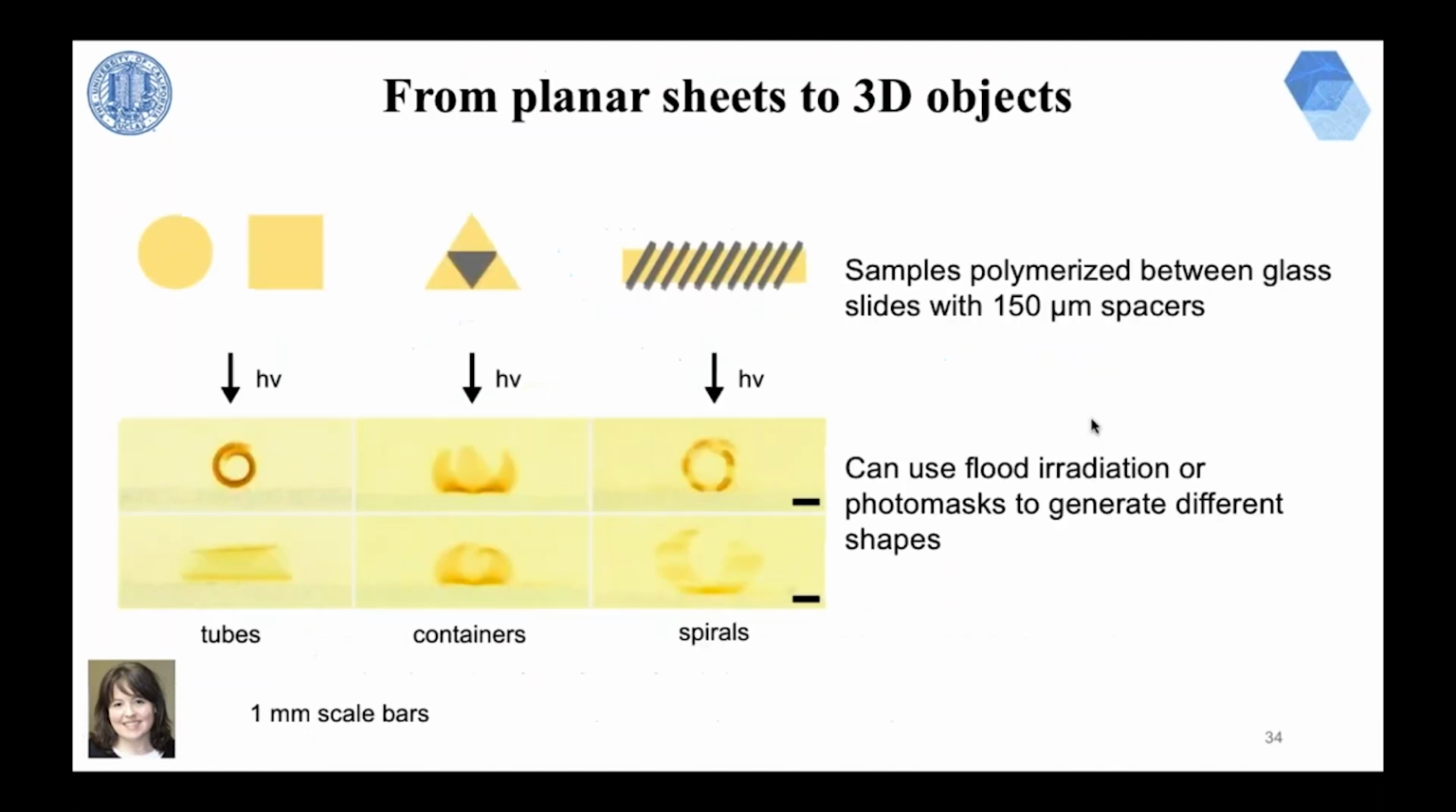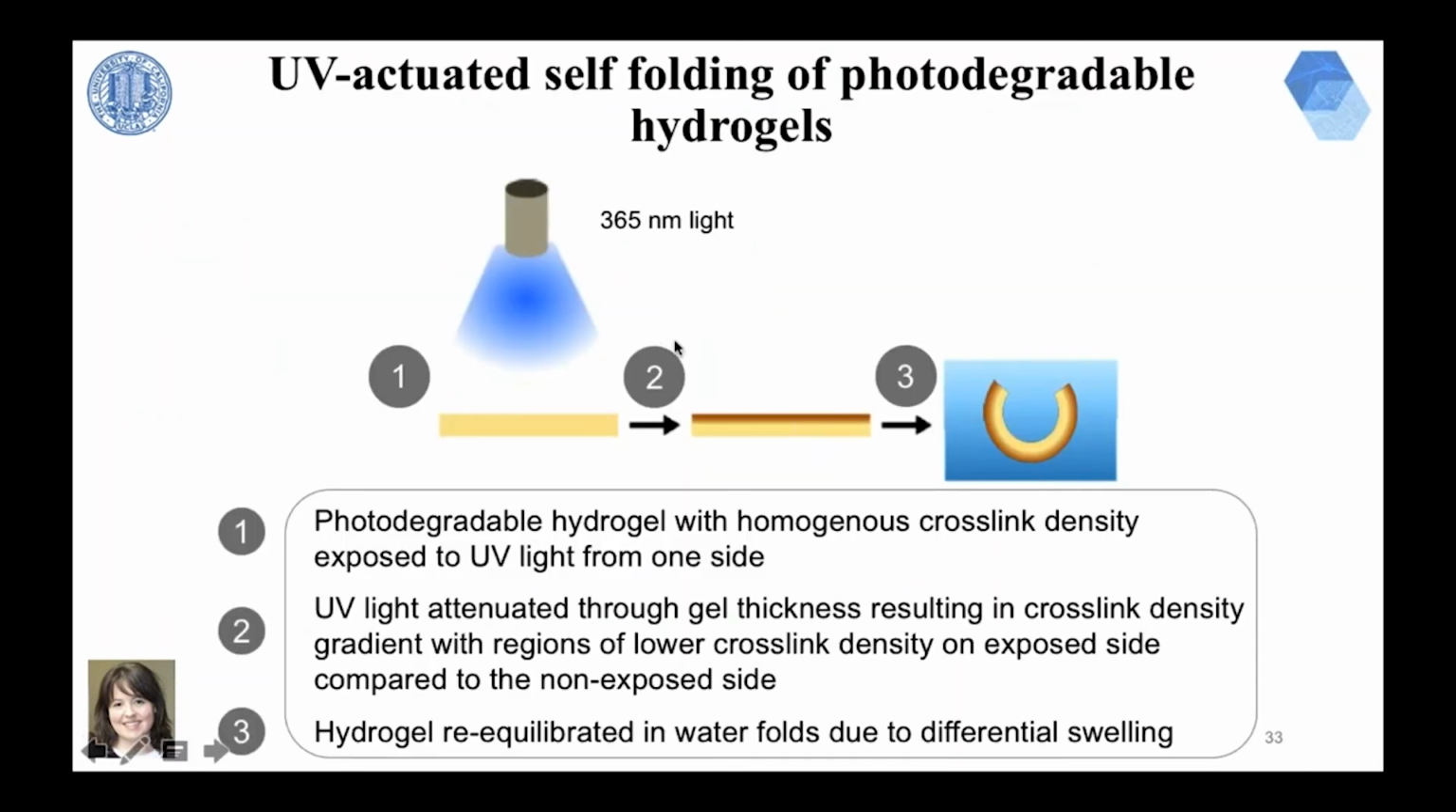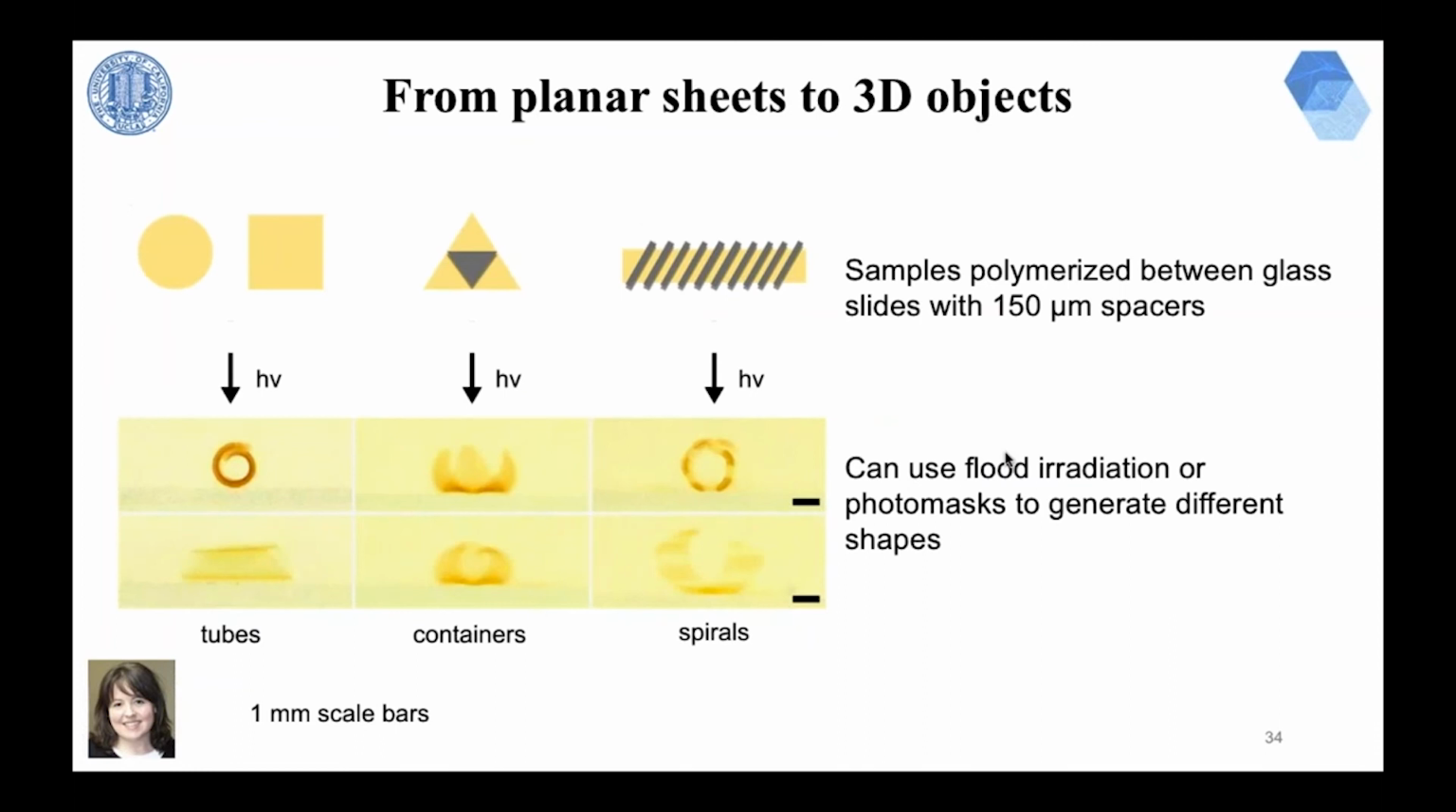So our approach is outlined here, where we take a hydrogel, we expose it to light from one side. That UV light is attenuated through the gel thickness, which results in a crosslink density gradient. So we have regions of lower crosslink density on the surface closest to the light source and regions of higher crosslink density on the non-exposed side. And when we place this in an aqueous system to equilibrate, it should naturally fold due to the differential swelling that occurs. So the question is, does this work very well?